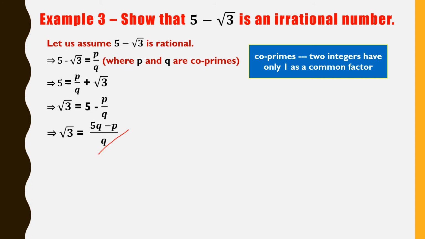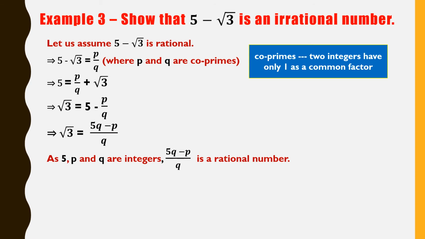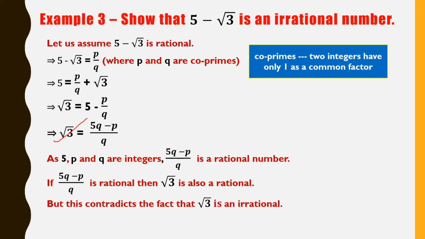Now you can say that this is an integer, this is an integer, and these are all integers, which belong to the group of rational numbers. So this should be a rational number. If it is a rational number, root 3 should also be a rational number. But this is a false statement. This contradicts that root 3 is an irrational. So it is an irrational number.